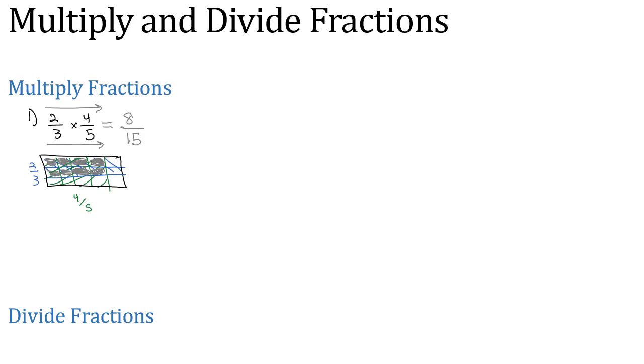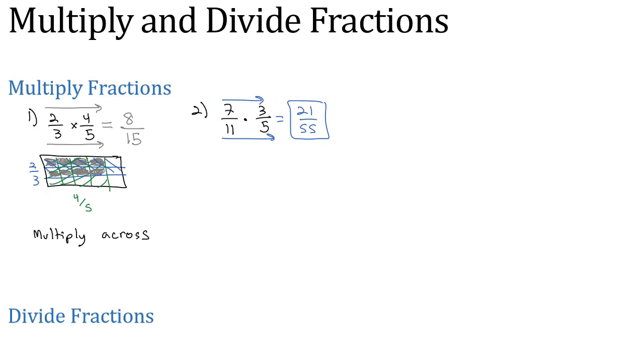So what we're going to do to multiply fractions is we will multiply across. So, for example, if I have 7/11 times 3/5, I can multiply across. 7 times 3 is 21, and 11 times 5 is 55, and we've got our solution for this multiplication problem.